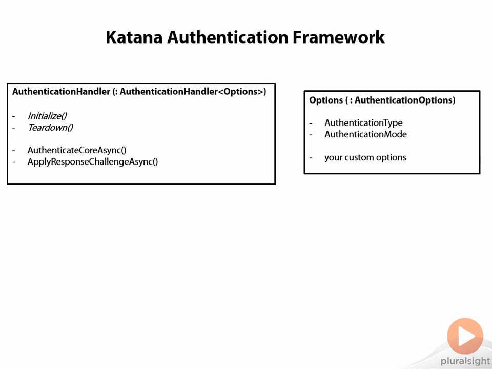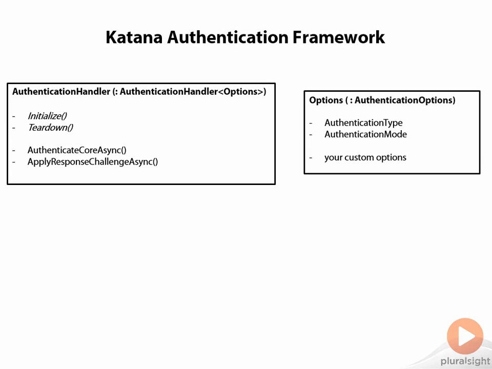Then when the request comes in and you are ready to actually inspect the request and validate the credentials, whatever, Katana invokes the authenticate core async method, and the outcome of the authenticate core async method could be a so-called authentication ticket, and the ticket again holds a claims identity.